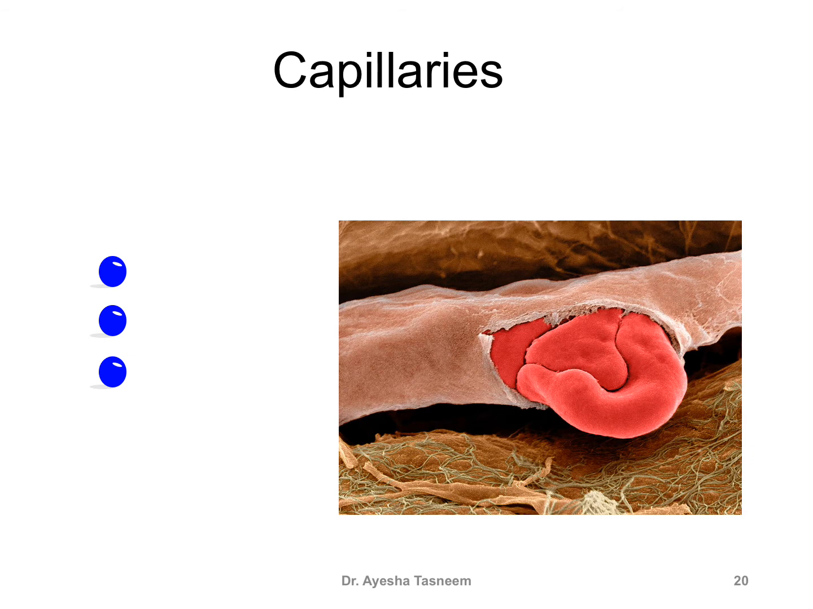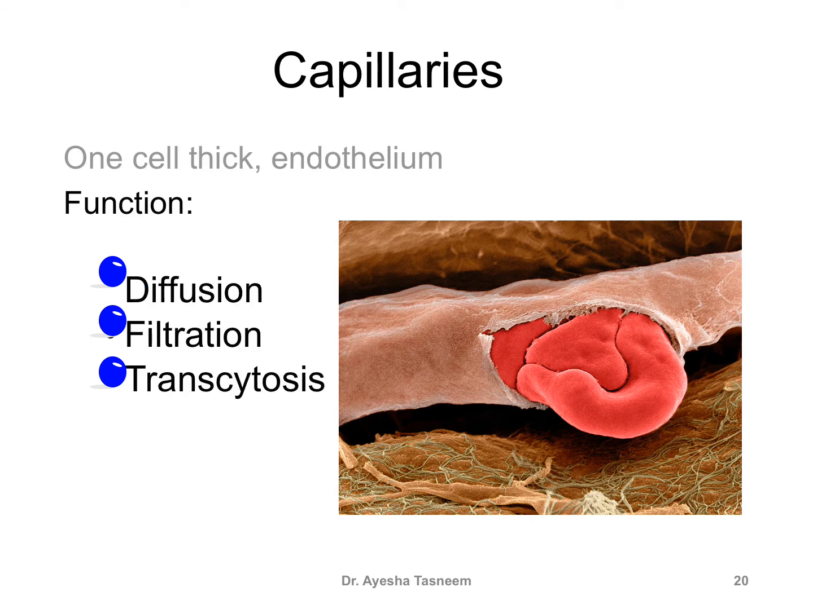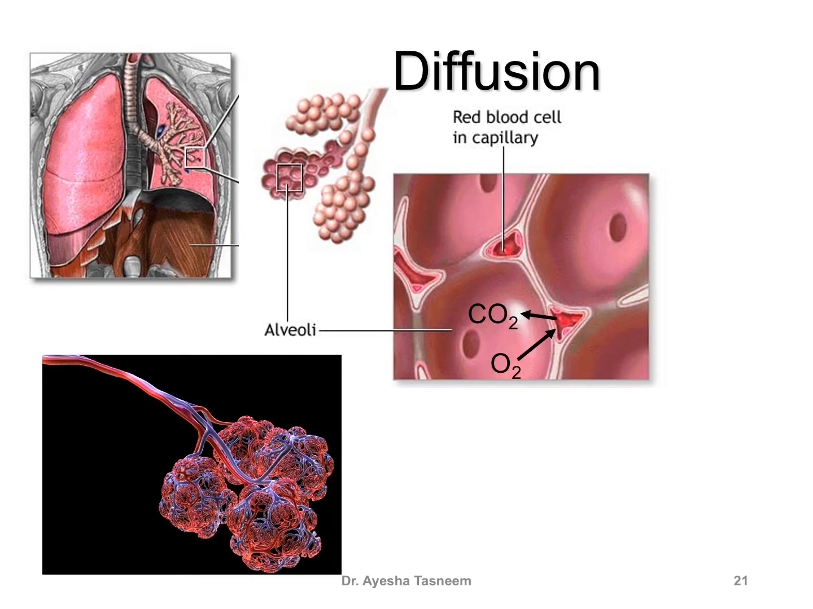Then we come to the capillaries. Capillaries are single cell thick endothelium. They function in diffusion, filtration, and transcytosis. Basically, blood passes through these capillaries as a single layer. The cells have to line up in a single layer to pass through these capillaries.